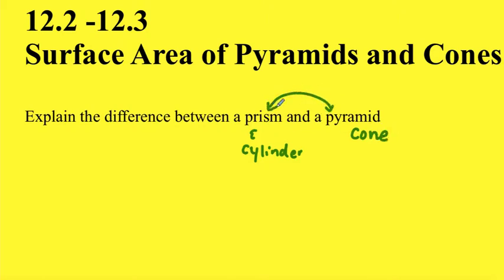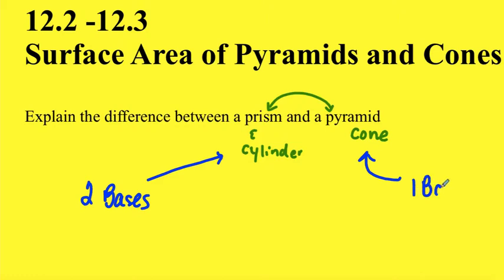And I want you to picture, we've looked at some of the shapes in class. Hopefully what you're thinking about when you say how are they different is that a prism and a cylinder have two bases, whereas a pyramid and a cone have one base. And so I like to refer to the pyramid and the cone as the one base solids, and I like to refer to a prism and cylinder as the two base solids.